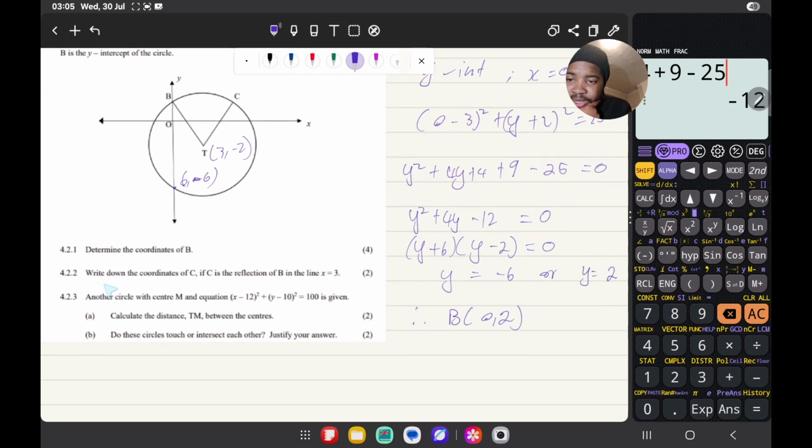Then they ask you to write down the coordinates of C, if C is the reflection of B in the line y equals 3. So you see this line, let me take red. Oh, come on, what are you doing? So we draw a straight line.